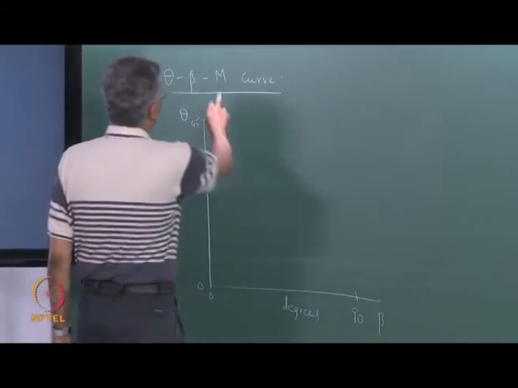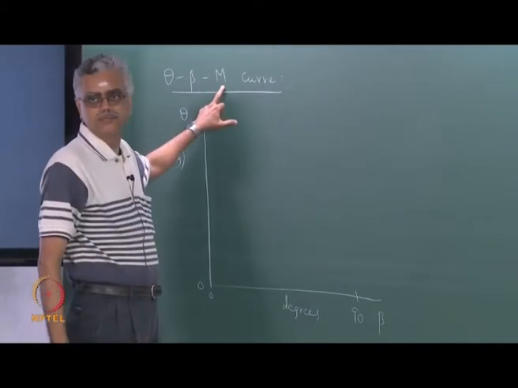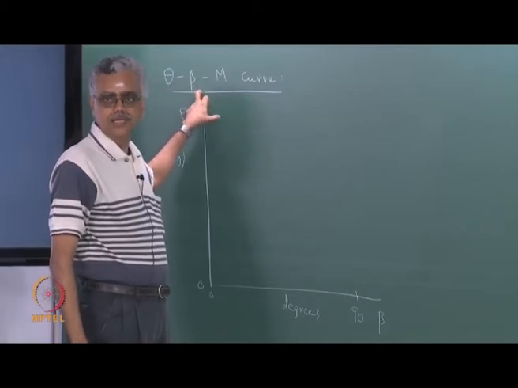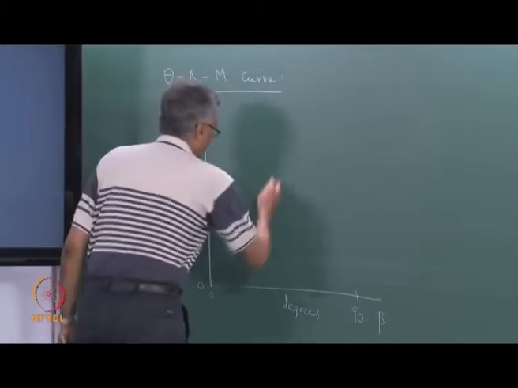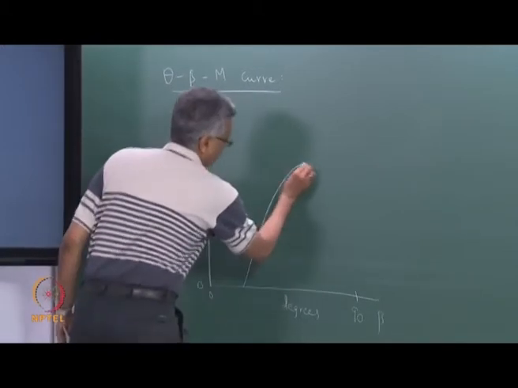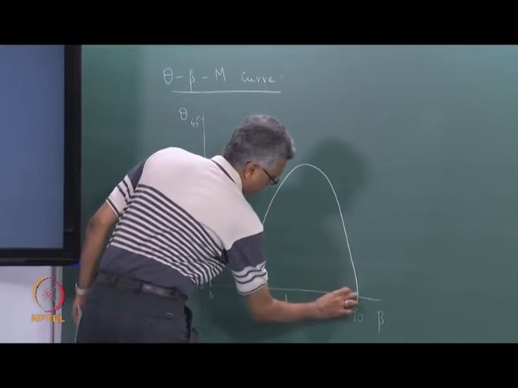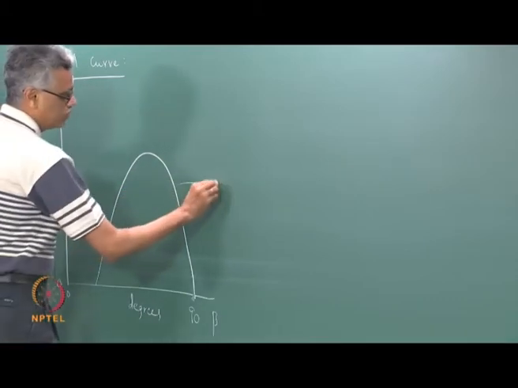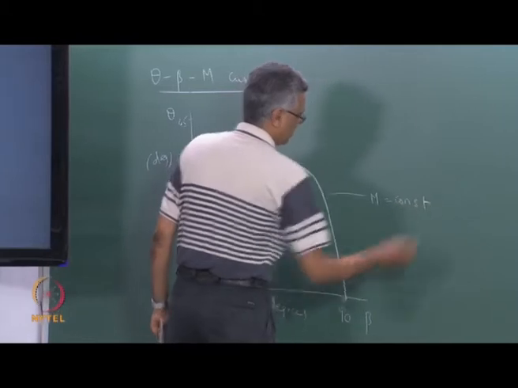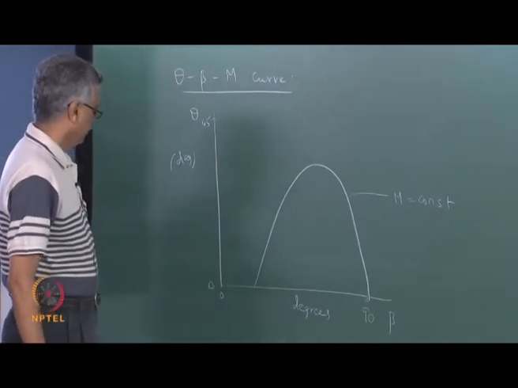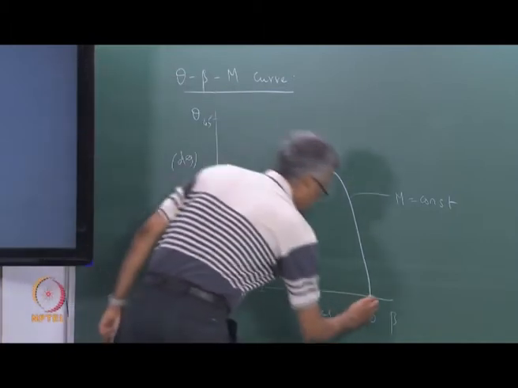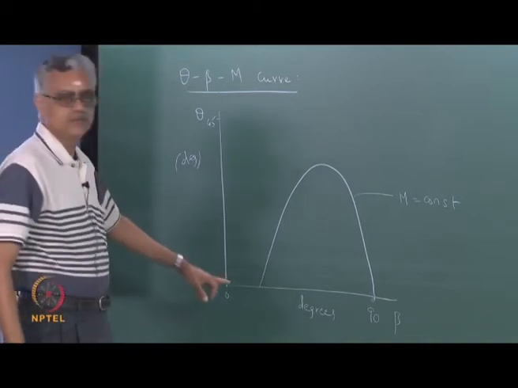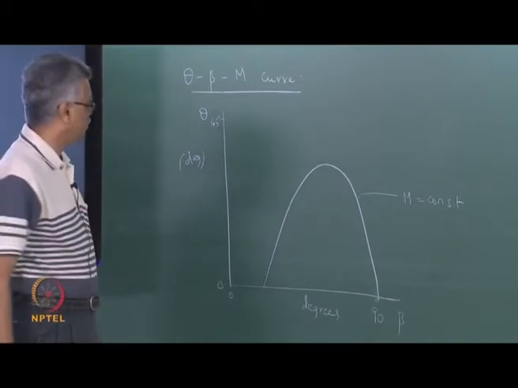So if I take a constant value of m, so for a given value of m, if I go to my theta beta m equation and then look at how theta varies against beta for a given value of m, the curve would look something like this. This is how the curve looks, and so this is for m equal to constant. Now let us look at the main features of the curve as we look at the variation of theta against beta.